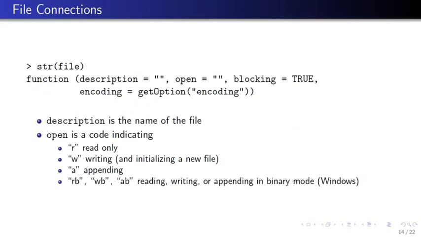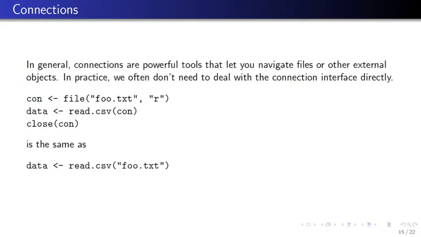So the file function here has a few arguments. The description argument is the name of the file, and then there's a flag that goes to the open argument, and you have to know what the codes are. Basically, r is for reading, w is for writing, a is for appending, and then rb, wb, and ab are for reading, writing, appending on binary files. The other options for file are not particularly important at this time.